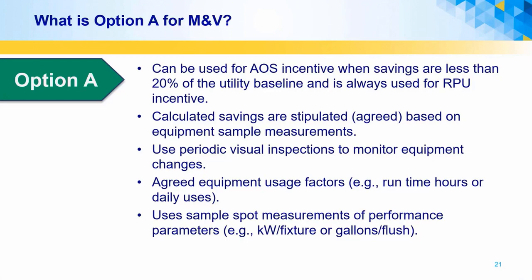So for lighting, there may be a kW per fixture, or for toilets, it could be a gallon per flush. Based on the measured performance parameter and approved usage factor, savings are stipulated based on change in sample average equipment measurements. Over time, there are periodic visual inspections to monitor equipment conditions and spot measurements of performance parameters to verify continuing equipment performance. The option A approach focuses the saving analysis on the equipment consumption, not building utility meter consumption.